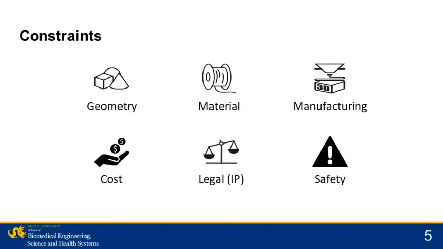Our constraints are based on client needs and ongoing research that include both geometries of gyroid and diamond structures, later discussed. Material is PEEK, polyether ether ketone, a type of polymer, and manufacturing is 3D printing. We use PEEK because it has the most similar properties to bone. Other constraints include cost, legal, intellectual property, and safety.